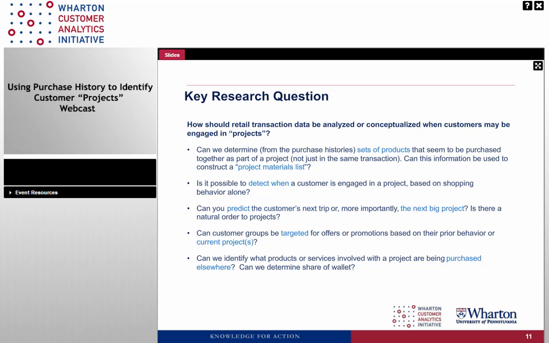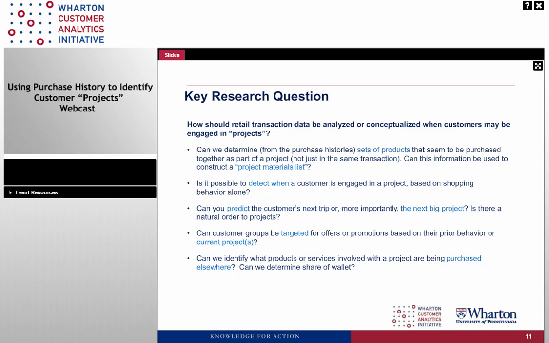Is there a natural order to projects? Do I move from airplanes to cars? Do I start with cupcakes and then go to cakes? What is the natural order to projects? Can customer groups be targeted for offers or promotions based on their prior behavior or whatever their current project is? Perhaps the sponsor might want to say, I noticed that you are working on model airplanes. Perhaps you might be interested in this other product.